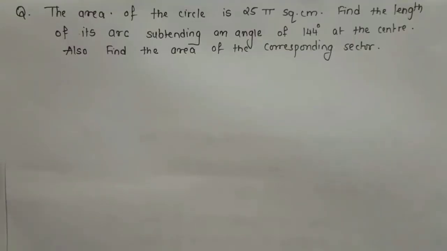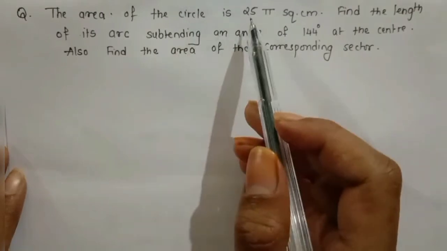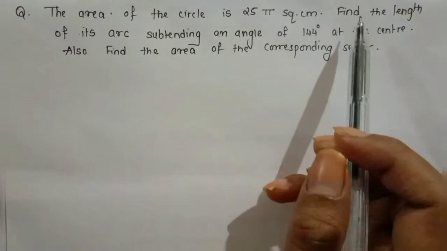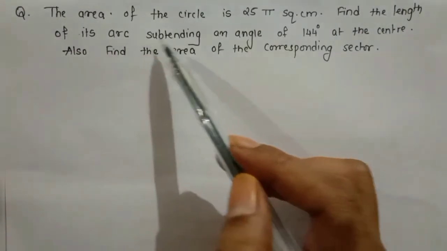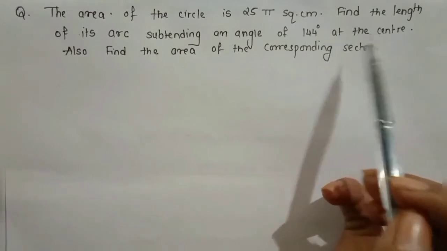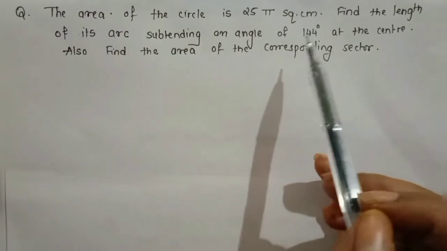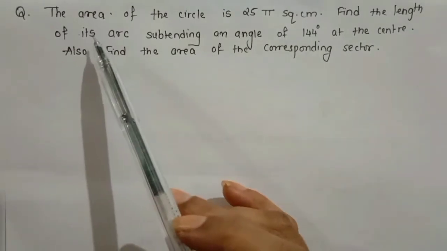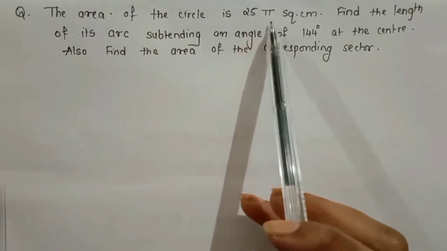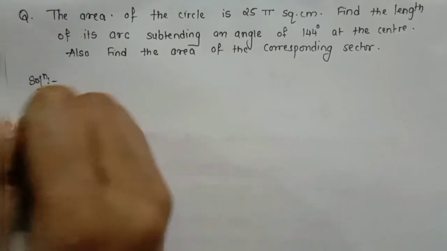Okay, now here the next question is, the area of a circle is 25 pi square centimeter. Find the length of its arc subtending an angle of 144 degrees at the center. Also find the area of the corresponding sector. Now look, in the question they are saying that the area of the circle is 25 pi square centimeter. So here we can write the given part.